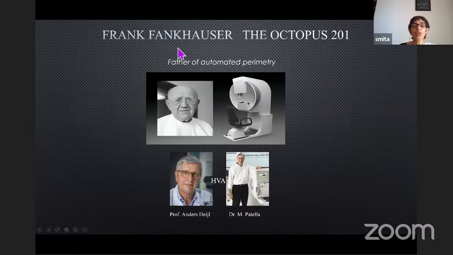Franz Fankhauser, who was a student of Professor Goldmann, found that it was actually static perimetry which can be automated. Automation actually means to obtain quantitative data, or data in the form of numbers, about a given procedure and then to process it statistically. So Fankhauser automated static perimetry and produced the first static perimeter, which was the Octopus 201. And therefore, he is rightfully known as the father of automated perimetry.